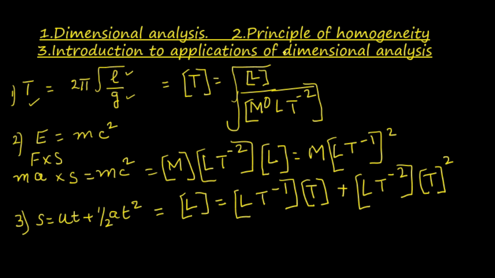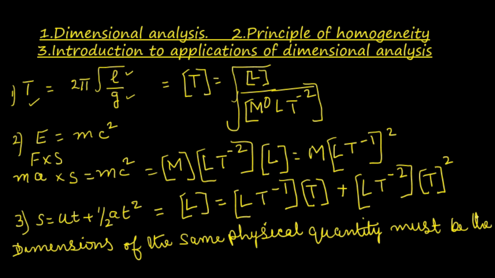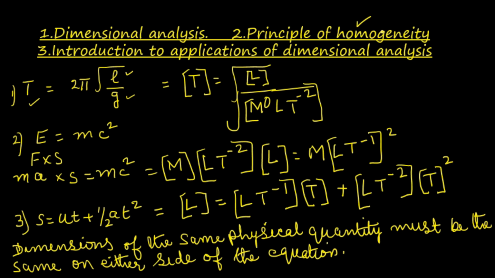Okay. This principle is used in the three applications of dimensional analysis. What does it state? Let us note down the statement. Principle of homogeneity states that dimensions of the same physical quantity must be the same on either side of the equation. Homogeneity means same. What is same here? The dimensions of the physical quantity on either side of the equation is same.